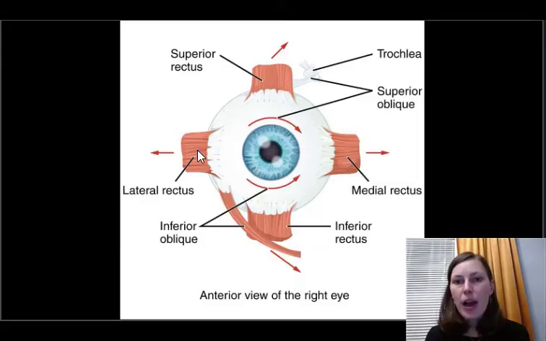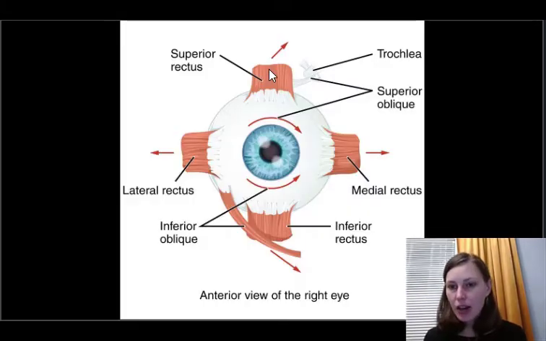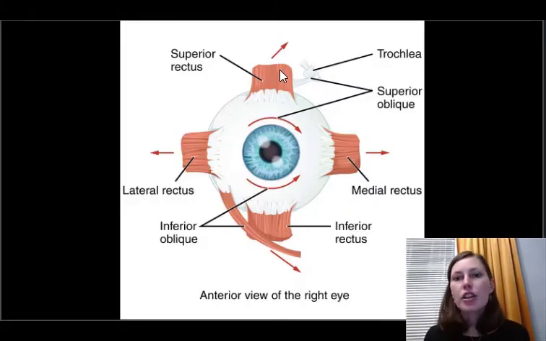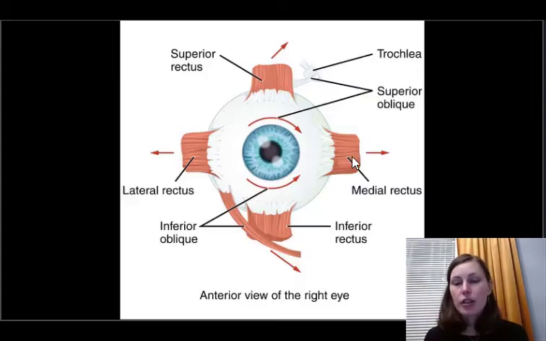There are 4 rectus muscles, and there are 2 obliquely running muscles called the inferior and superior oblique. So the rectus muscles are kind of easy to decide what they do. The superior rectus is going to help you look up. The inferior rectus will help you look down. The medial rectus will help you look medially, which is towards your nose. So when you put your 2 eyes together to look at your nose, you're using your medial rectus. The lateral rectus will help you look laterally, which is outside. And so when you use your lateral rectus, you're looking out to the side.